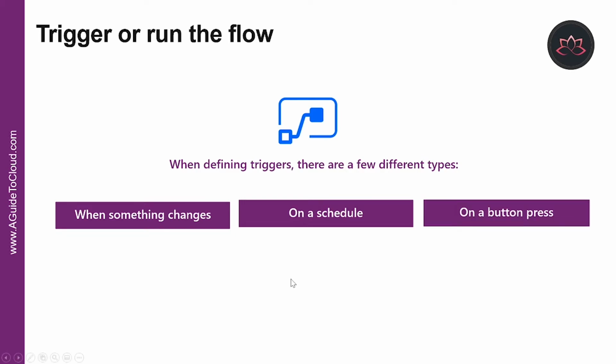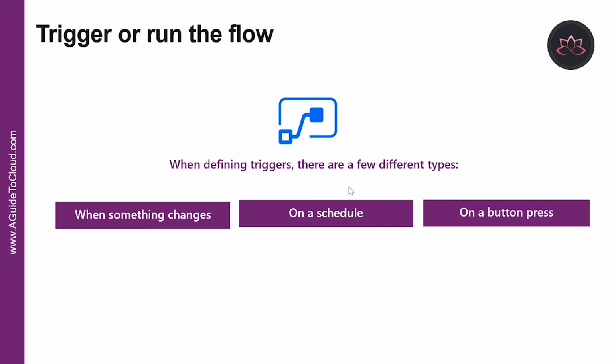And the third type is on a button press. This trigger takes shape in many ways. This can be when a flow virtual button is run through the mobile app, or a physical button is clicked with third-party options, or even when a button is pressed inside of a Power Apps.